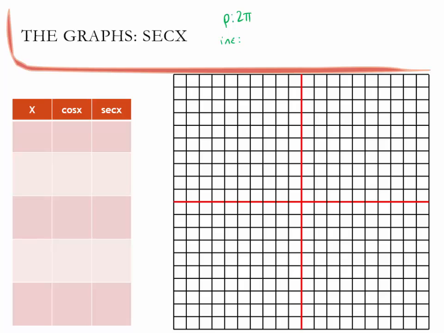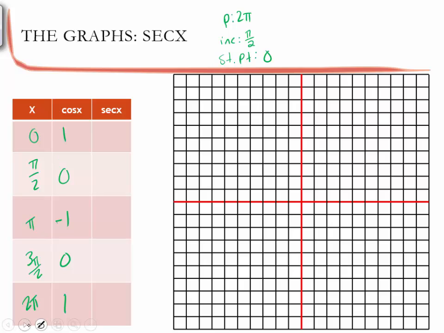That is going to be pi over 2. And our starting point is still 0. So we can go 0, pi over 2, pi, 3 pi over 2, and 2 pi. And we can fill in our regular cosine values. Cosine of 0 is 1. Cosine of pi over 2 is 0. Cosine of pi is negative 1. Cosine of 3 pi over 2 is 0. And cosine of 2 pi is 1.